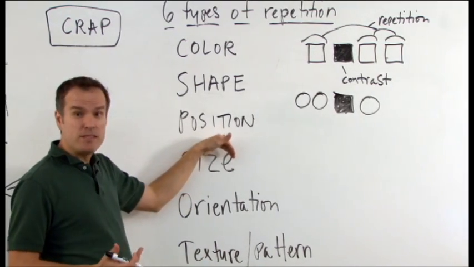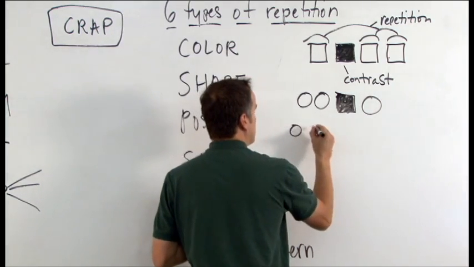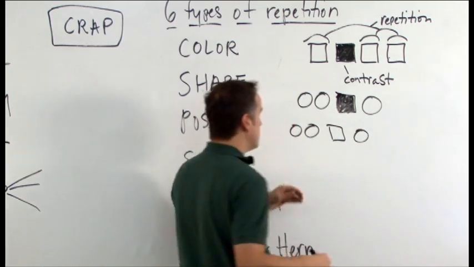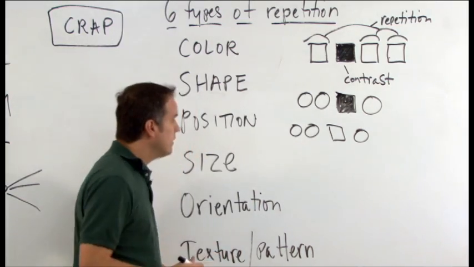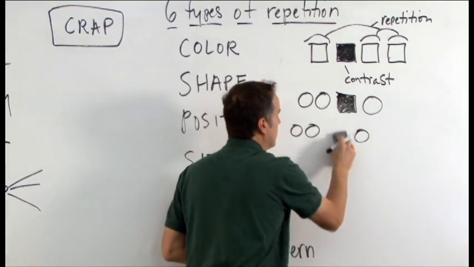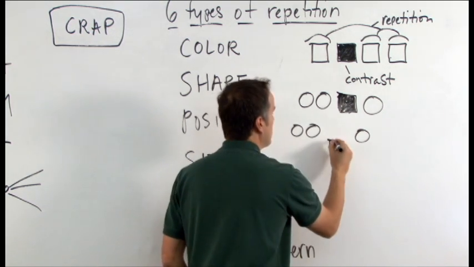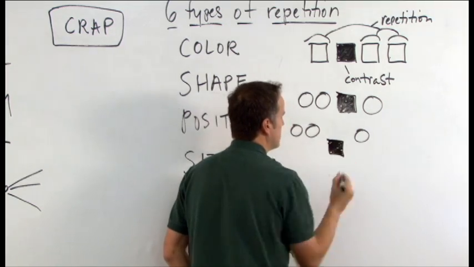Our next type is position. So let's try that. We have circle, circle, square, circle. They're all basically positioned the same way. But what if we move the square? Now remember, we also need to include color. That's the element we looked at first.